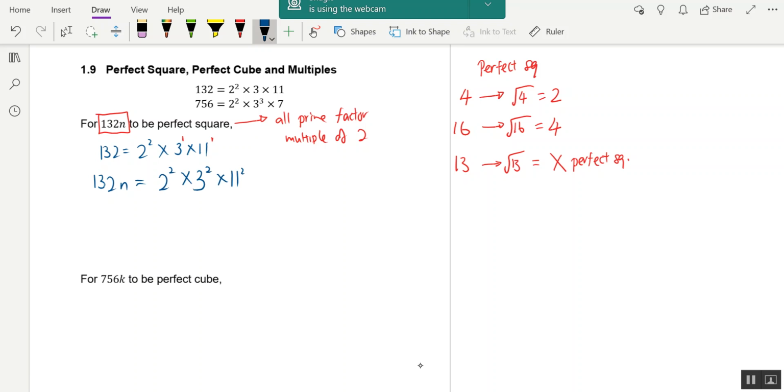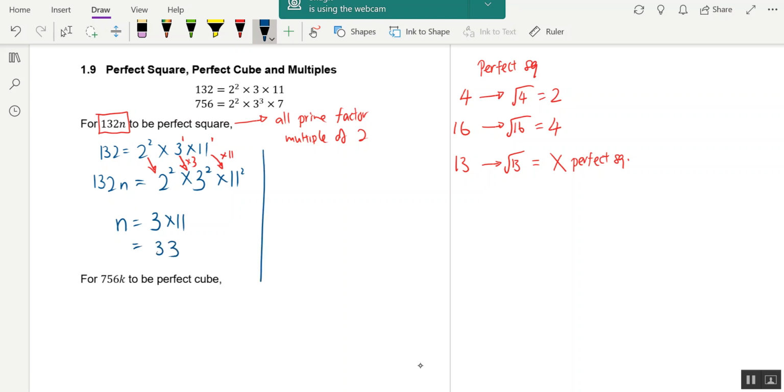So this means n is equal to what? Did n make any change for 2? No, 2 is still the same, 2 to the power of 2. But n makes a change from 3 to the power of 1 to become 3 to the power of 2. So n must have a multiply by 3 there. Same thing, 11 becomes 11 squared, so over here must multiply by 11. So n is equal to 3 times 11, which is equal to 33.